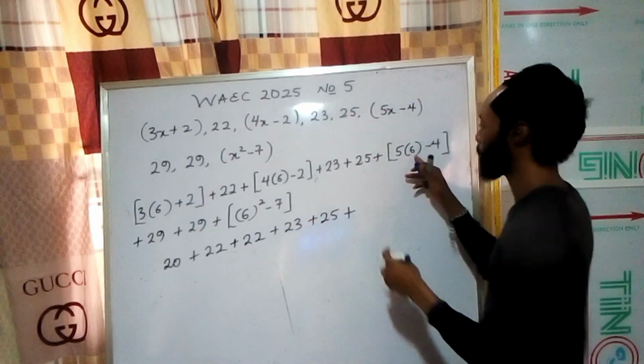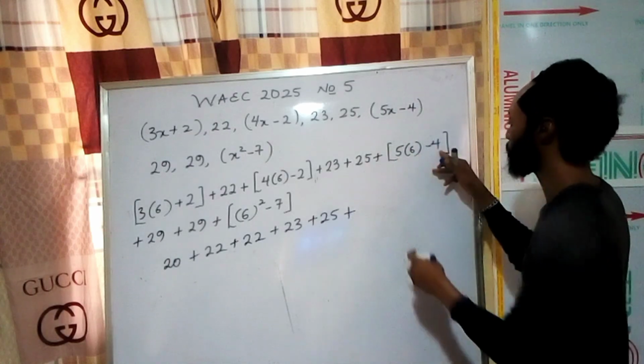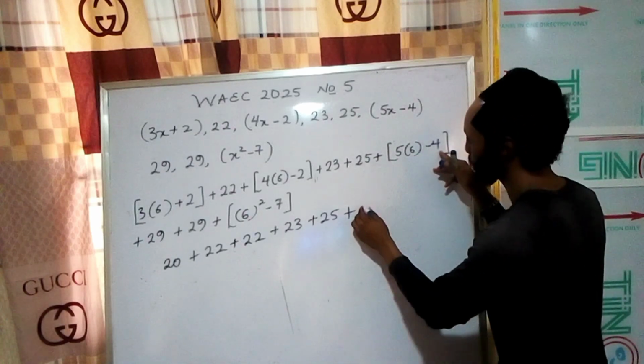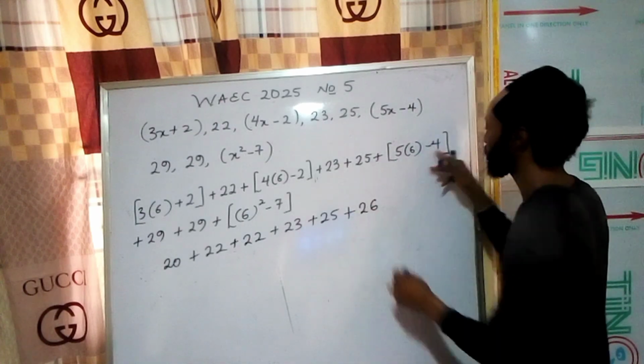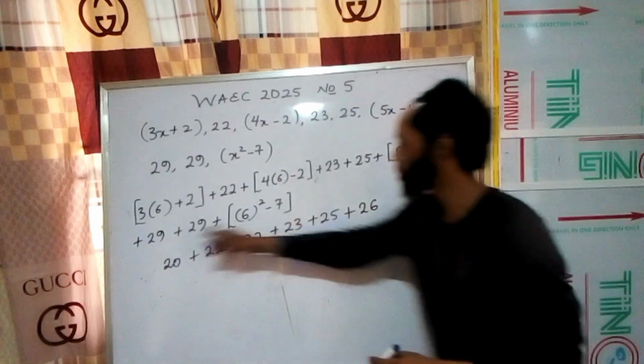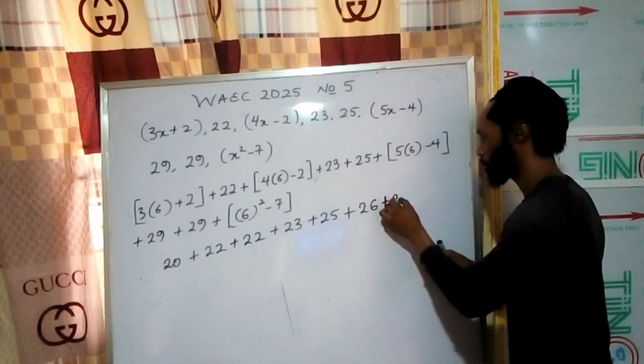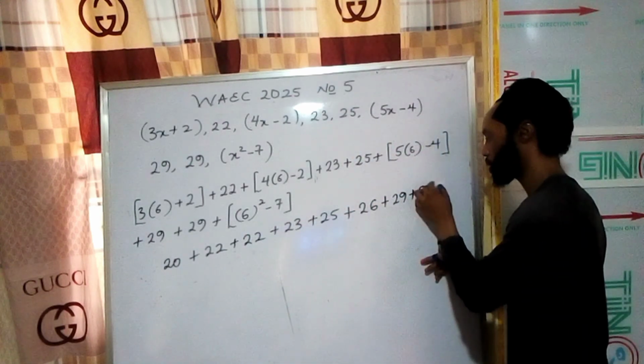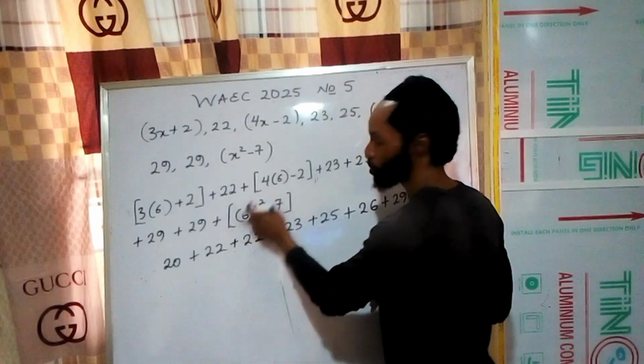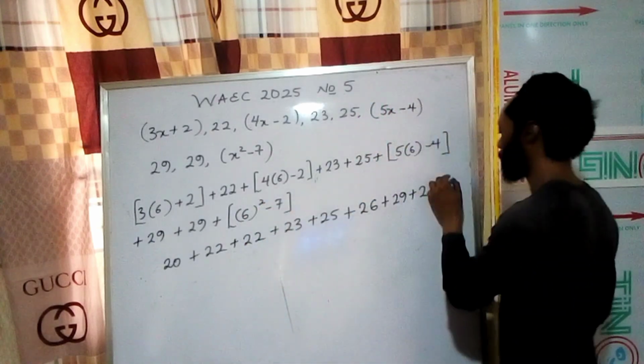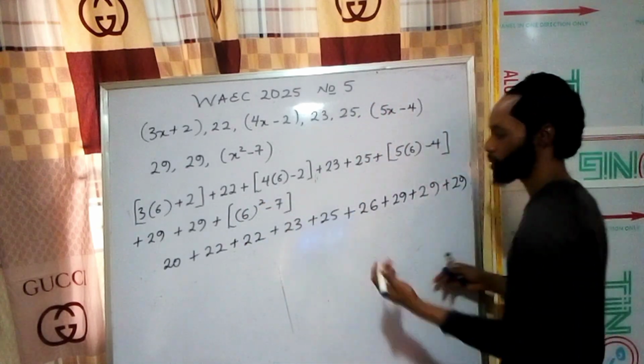Then here is 6 times 5, 30. 30 minus 4, that is 26. Then we have 29, and we have 29. And we have 36, 6 squared is 36. 36 minus 7 is 29. So this is everything. Let's punch our calculator.